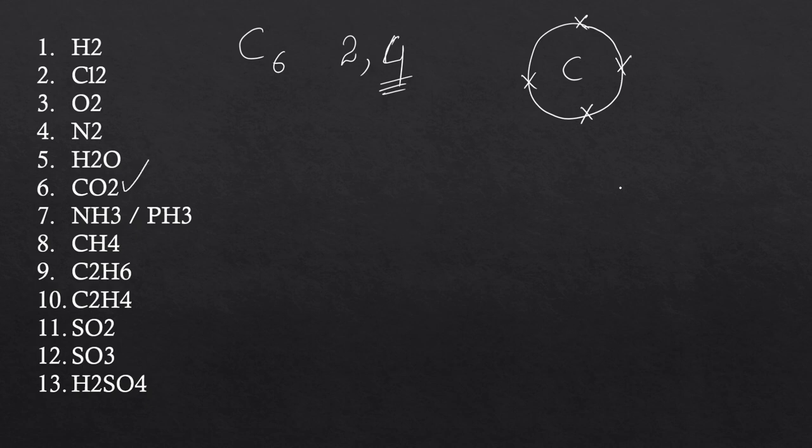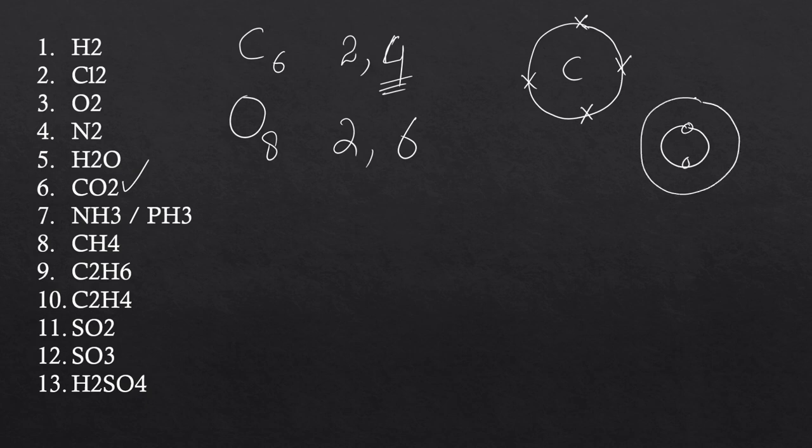We have oxygen, and you know oxygen's atomic number is 8. Electronic configuration will be 2, 6. So there are 2 electrons in the first shell and 6 electrons in the valence shell. 1, 2, 3, 4, 5, 6. You know carbon is from group 4, so it means carbon can make 4 bonds, and oxygen is from group 6, so it means oxygen can make 2 bonds.